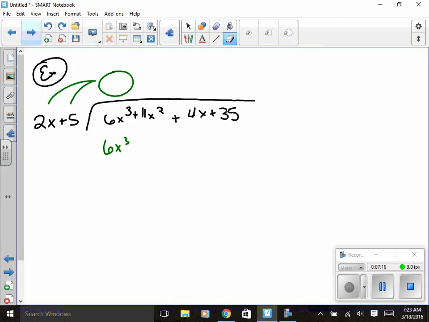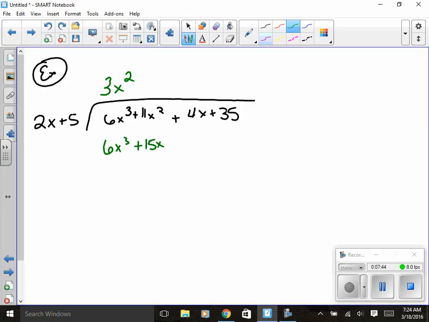So with that being said, what times 2 gives you 6? That would be a 3. And then from there, I need an x cubed. I have an x on the left, so I know that this has to be x squared then. So if I distribute that to the 2x, I already know I'm getting that 6x cubed. Now I distribute the 3x squared to the 5, and I get a plus 15x squared.